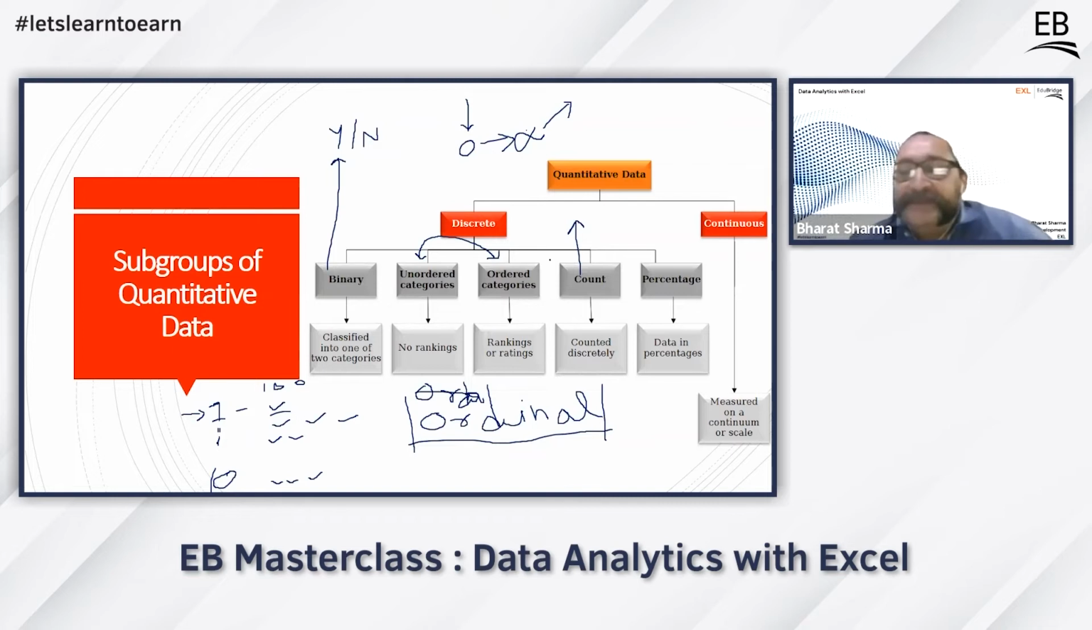All right. And then the most difficult category to understand within discrete is called percentage. Percentage, also known as proportions, comprises two things, a numerator and a denominator.